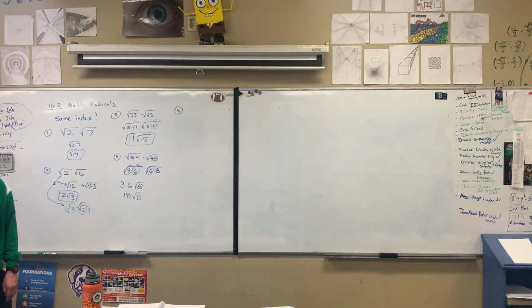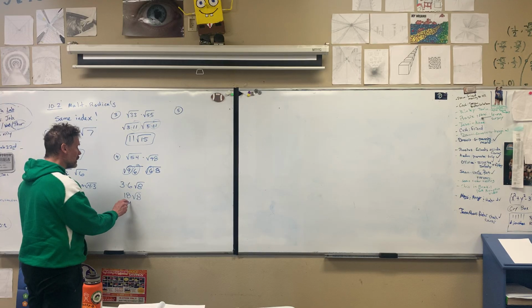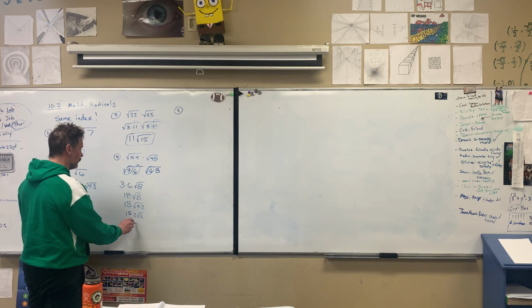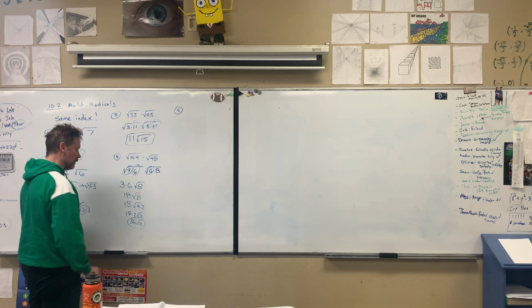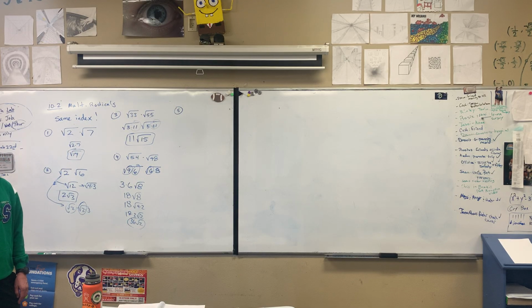Is 8 reduced all the way? No, because what perfect square goes into 8? 4. So if you need to, you could write this out as 4 times 2, and then the square root of 4 is 2, so it's 18 times 2 times the square root of 2, so 36 root 2, like that. Okay? So there are other ways that you could do that. You wouldn't have to do it all out that way.